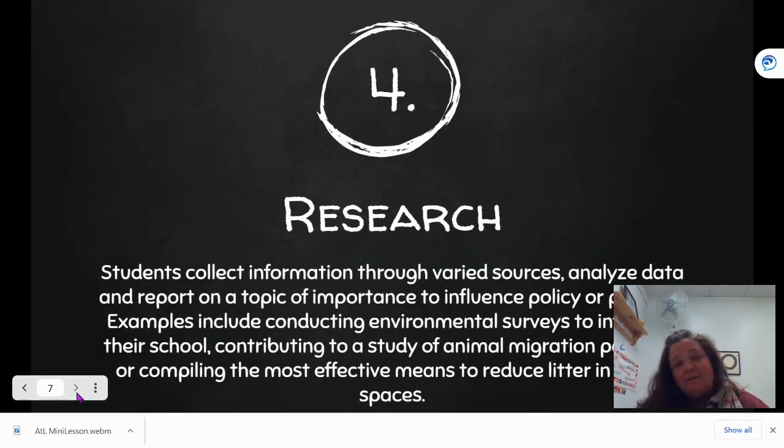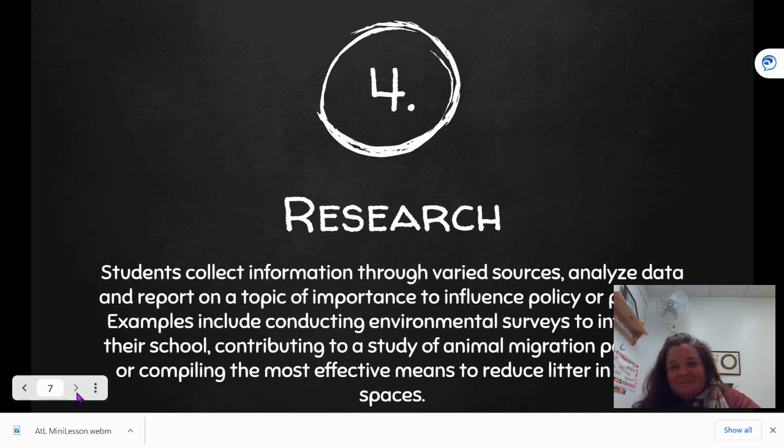The fourth and final type of action is actually called research. So sometimes kids really like to get down to data and figuring out why something is happening. And you do the research and then you post that research for us to learn from. That's action. All right, so that was a quick one.